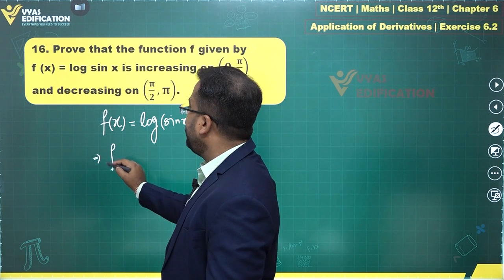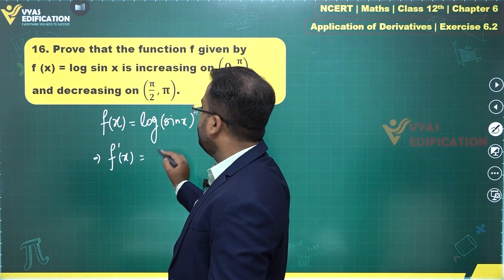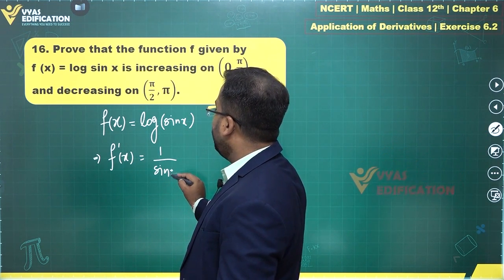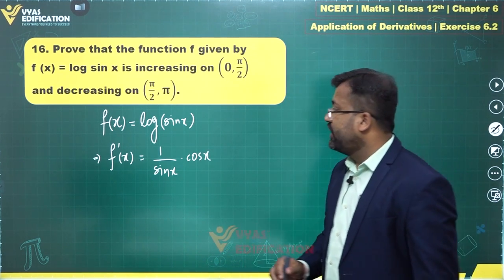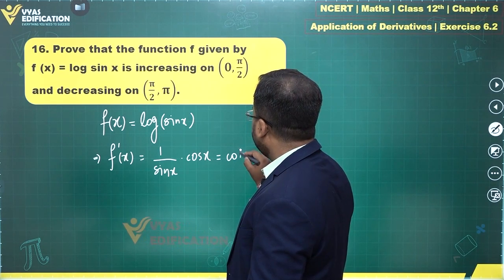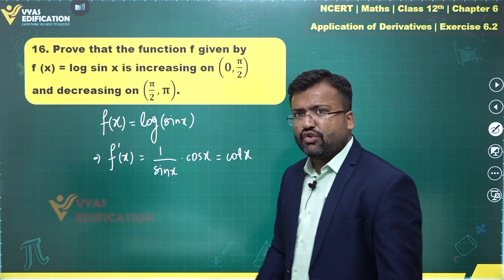This gives me f prime x is equal to 1 upon sin x, and the derivative of sin x is cos x. We apply the chain rule. This is what I get, and this is actually equal to cot x. Cos upon sin is equal to cot x.